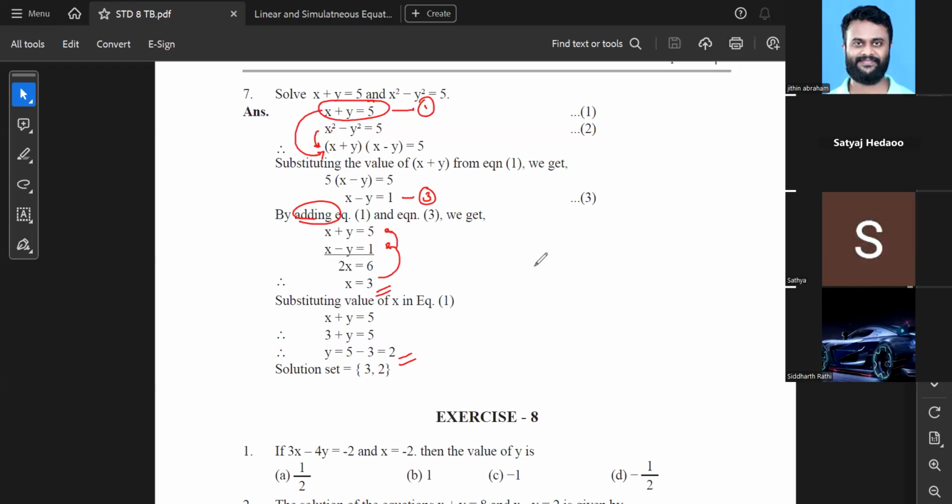You're clear, sir. Sir, I did not understand. Can you explain the full thing again? Sure. So you have two equations. The first equation is x plus y is equal to 5, and the other equation is x square minus y square is equal to 5. In this case, one is having only x raised to 1 and y raised to 1. The other one is having x raised to 2 and y raised to 2.